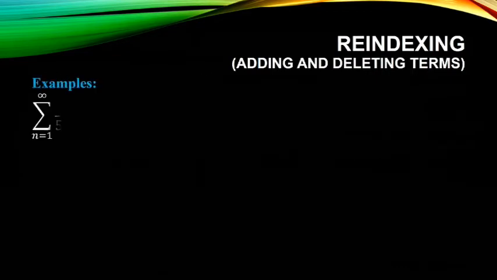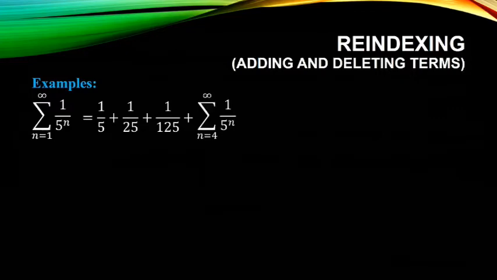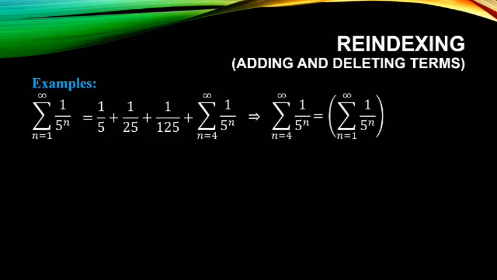So for example, the summation of 1 over 5 raised to n, starting from 1 to infinity, is equal to 1/5 plus 1 over 25 plus 1 over 125 plus the summation of 1 over 5 raised to n. Then we start from 4 because you already got the first 3 terms, up to infinity. Now this implies that the summation of 1 over 5 raised to n starting from 4 up to infinity is equal to the summation of 1 over 5 raised to n starting from 1 to infinity minus the 3 terms.